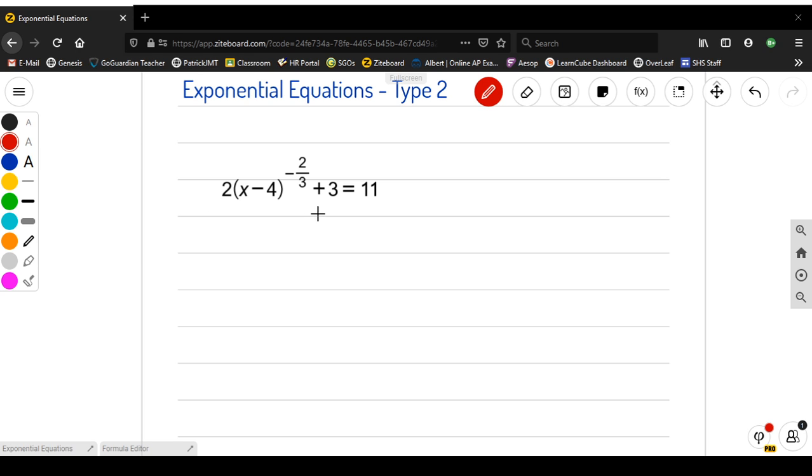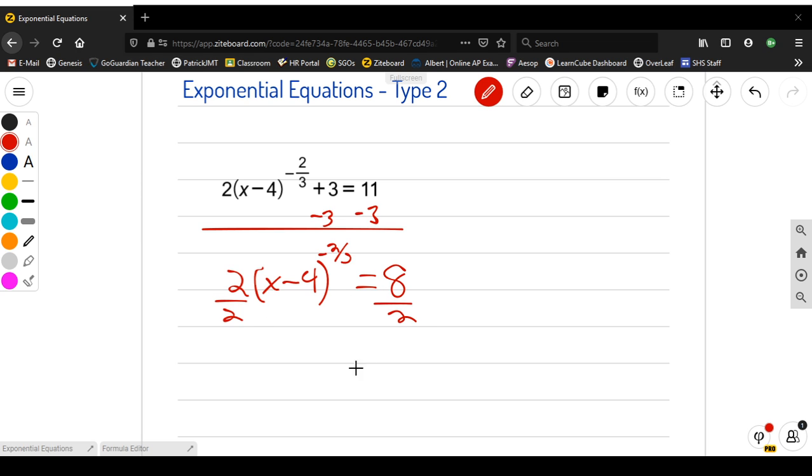So first step here is going to be subtraction, right? Obviously, we get rid of the addition and subtraction first. We now move on to the multiplication and division. So this gives me 8, and I can divide by 2 to get rid of that 2, giving me x minus 4 to the negative 2/3 equals 4.